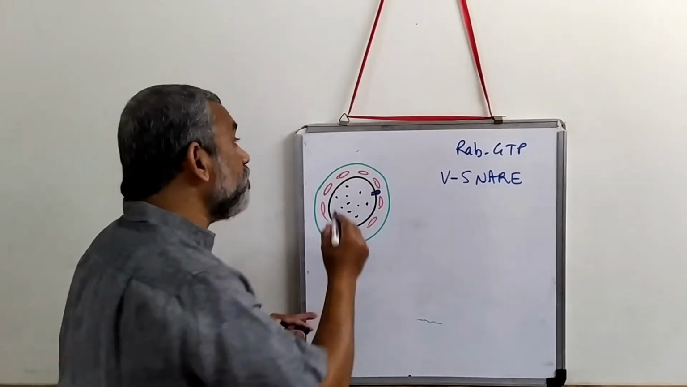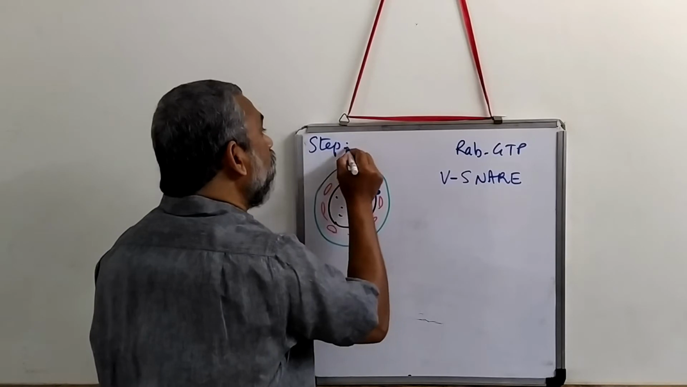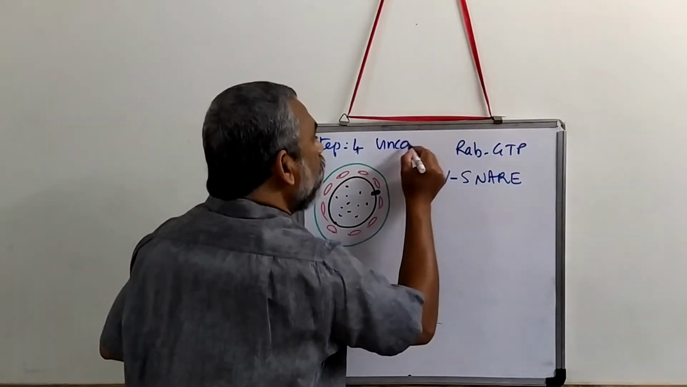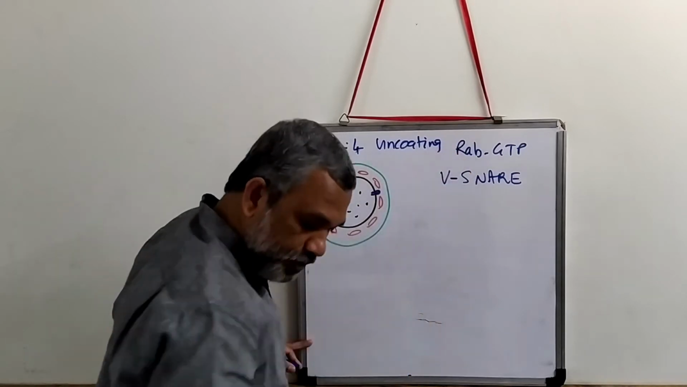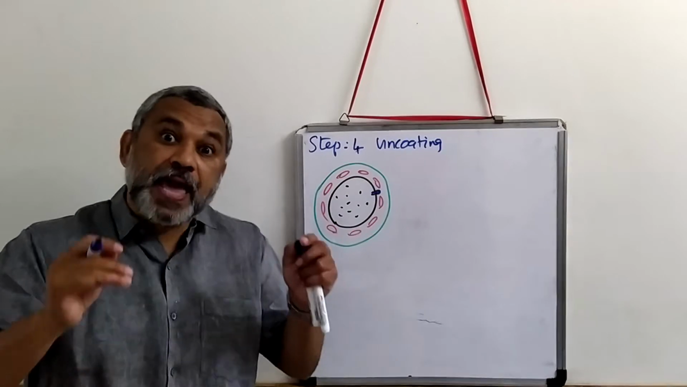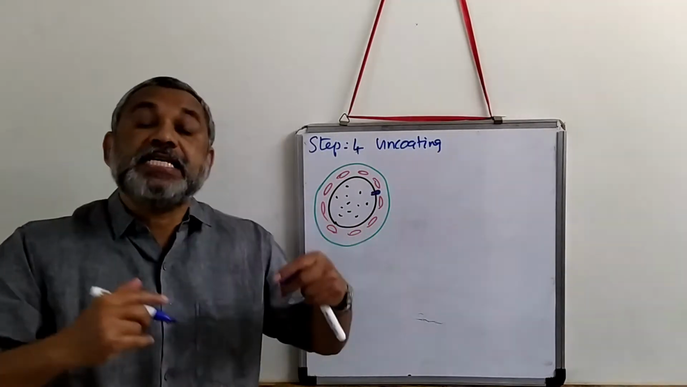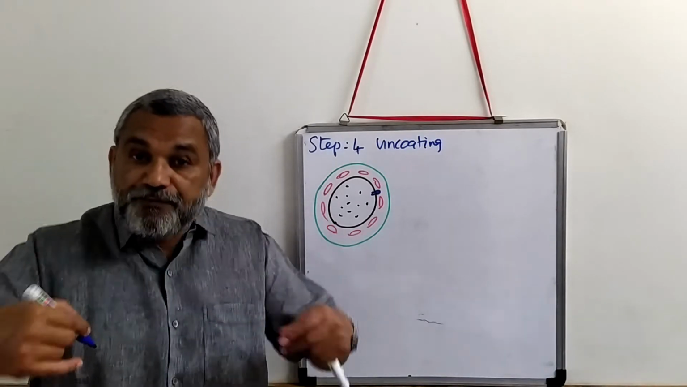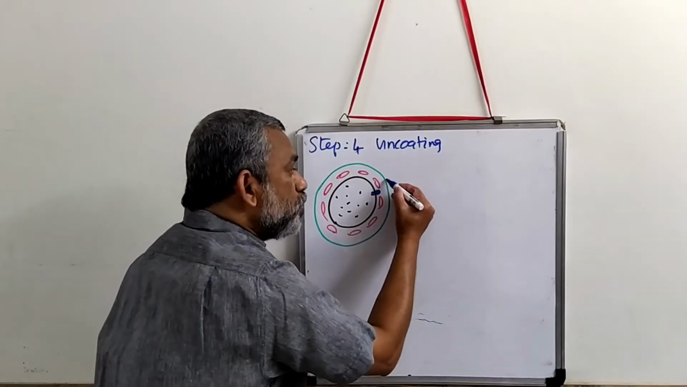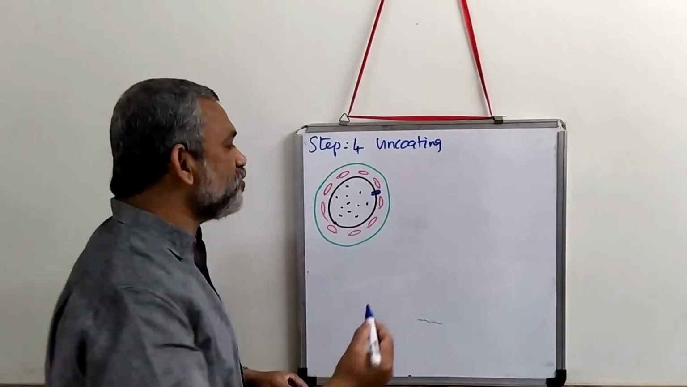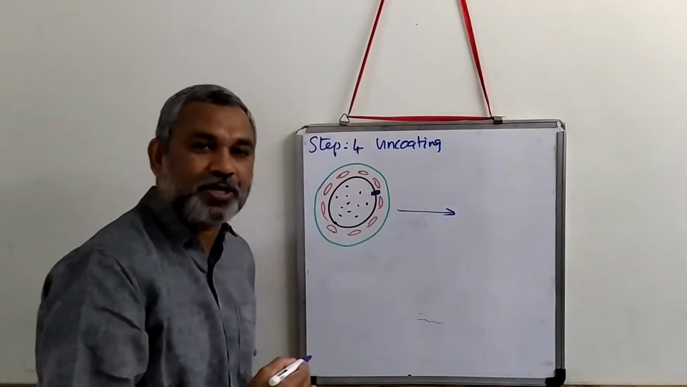Now we come to step number 4, which is uncoating. Why is uncoating needed? Uncoating is needed because only then is this membrane capable of binding to an acceptor membrane and getting fused. So this outer coat and inner coat must be removed. It is very easy to remove the outer and the inner coat.